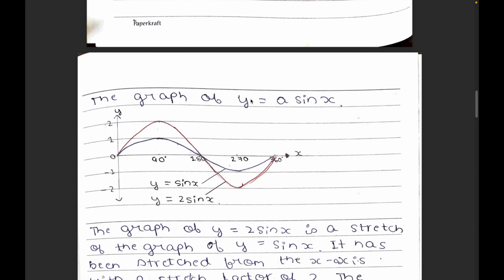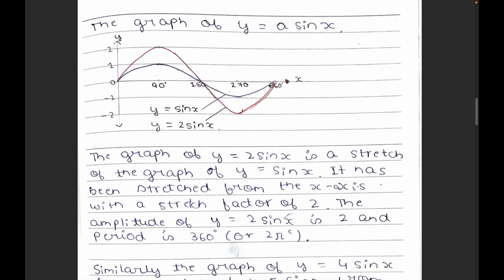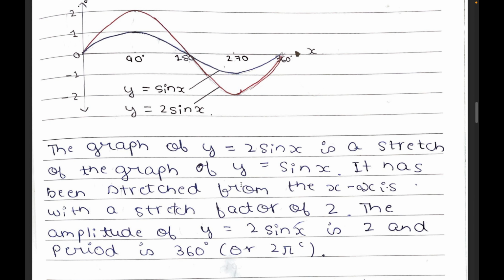And then here's the graph of a sine x. This is what the graph of sine x looks like, and this is 2 sine x. So the graph of y equals 2 sine x is a stretch of the graph of y equals sine x. It has been stretched from the x-axis with a stretch factor of 2. And the amplitude of y equals 2 sine x is 2, and the period remains the same, which is 360 degrees. If you multiply sine x by a constant, it will be stretched by the same factor from the x-axis. So that's what a sine theta or sine x means.